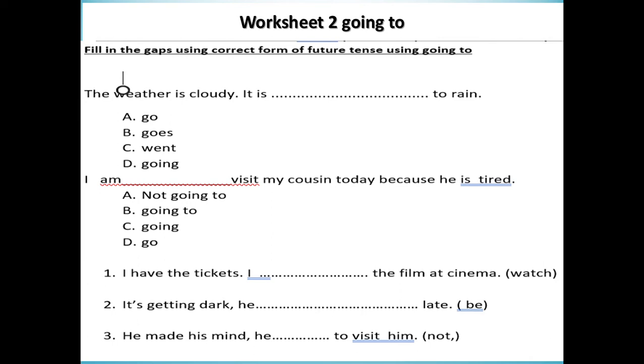Correct the verbs between brackets. I have the tickets. I am going to watch the film at the cinema. It's my plan. It's getting dark. He's going to be late. There is an evidence here. He made up his mind. He is going or he is not going to visit him.